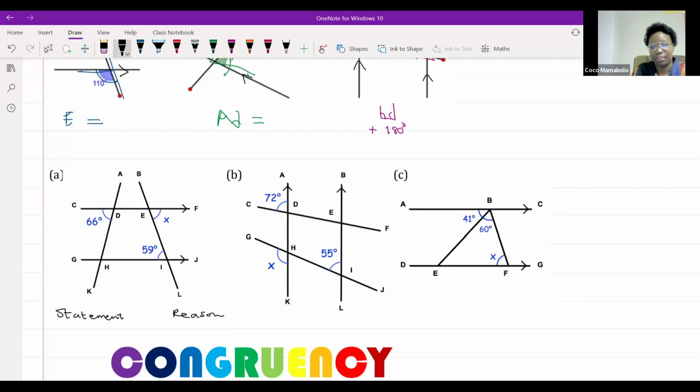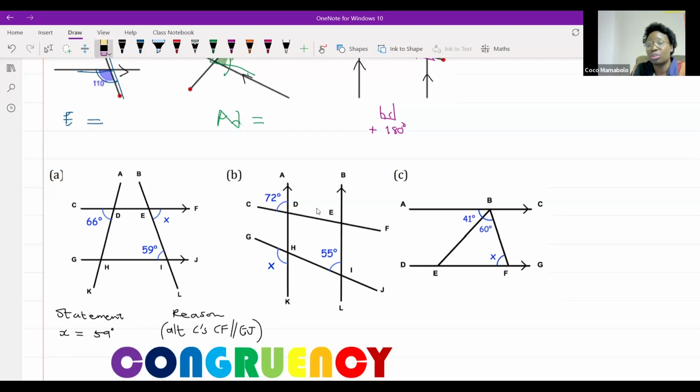All right, let's start with this first one. I know if I look over here, x is going to equal 59 degrees. My reason here is because of alternate angles. I can see my N, or my Z, however you call it. Remember, if I use the reason alternate angles, I also have to give the parallel lines. The parallel line here is CF, so I'm going to say CF is parallel to GJ.